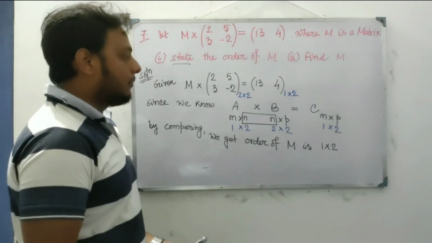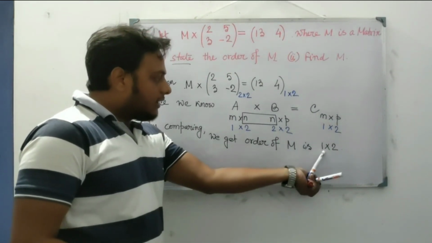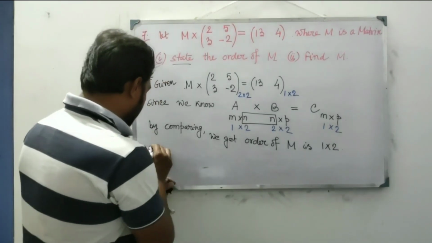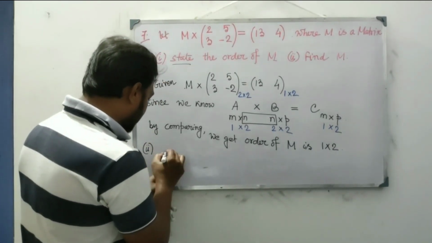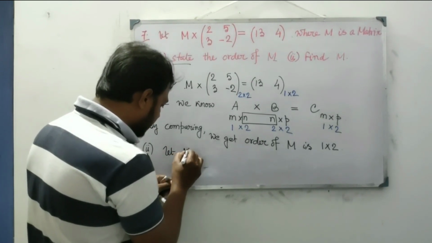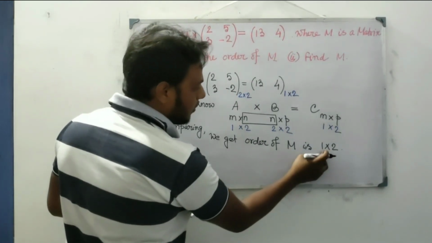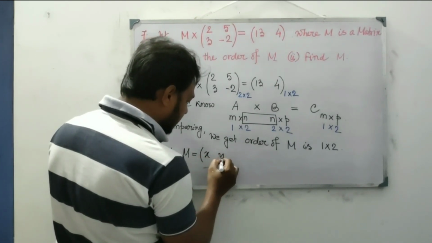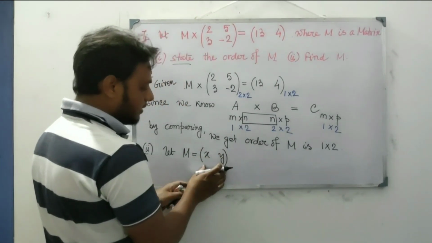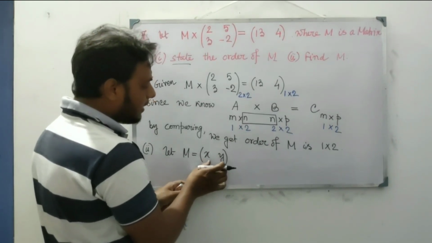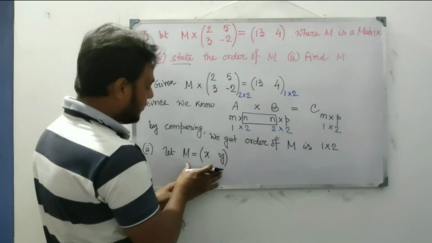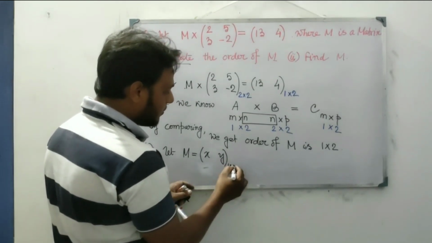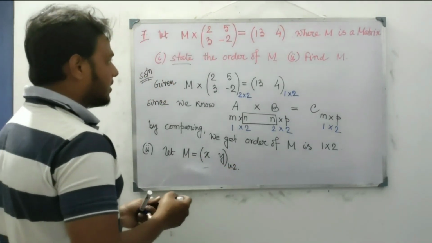Now find M. So we get an idea that M should be of order 1 cross 2. To solve the second one, we consider M equals a matrix which has 1 row and 2 columns, that means [x, y]. We just assume that M will be this. After that we have to solve for x and y, then we will get the matrix M. See, this is the matrix of order 1 cross 2. So let M equal this. Now put it here.